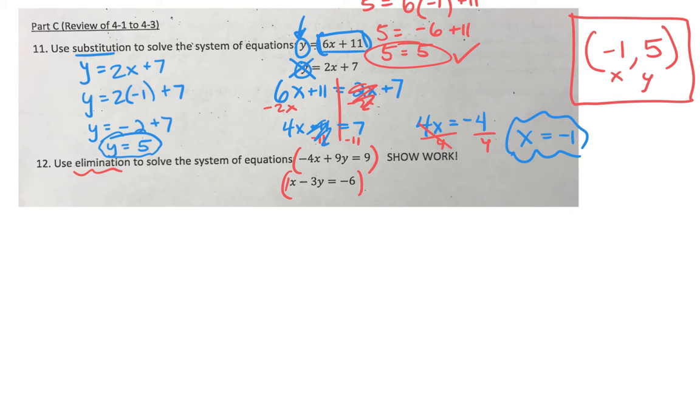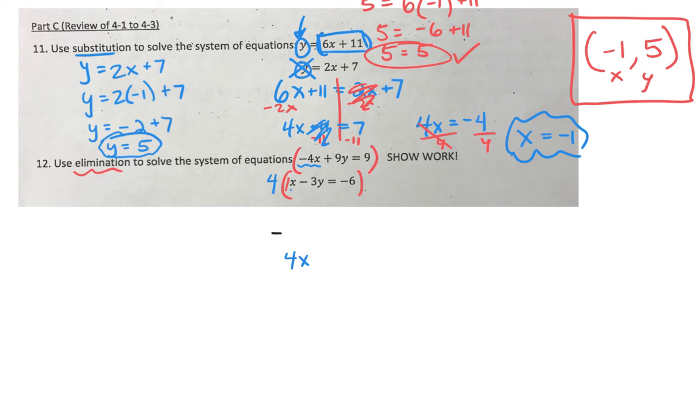Those aren't opposites either. Now, there's multiple ways to make opposites, but what I'm going to do is multiply the bottom equation by a positive 4. Because I know if I multiply the bottom equation by positive 4, that's going to give me 4 times 1x, which is a positive 4x, which would be the opposite to this negative 4x. So that's why I'm going to multiply by positive 4 on the bottom, making opposites.